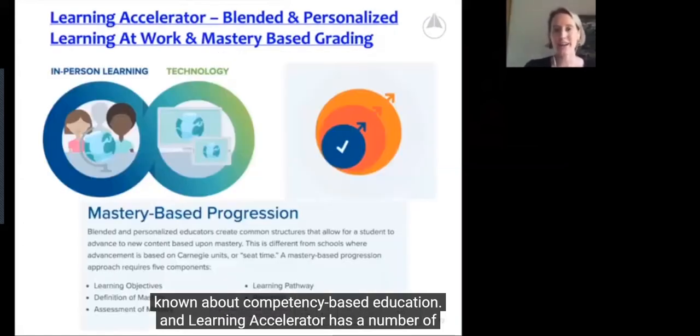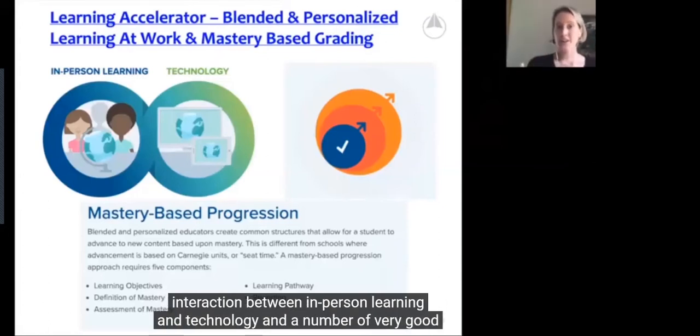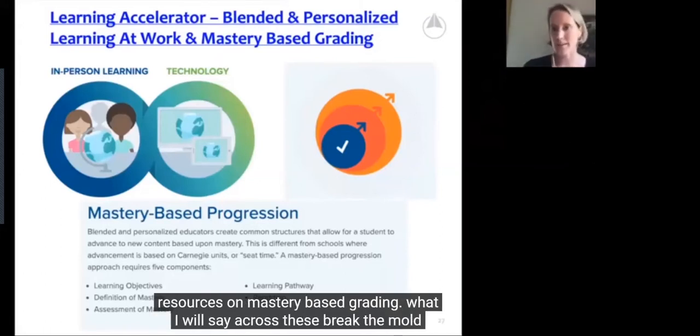And Learning Accelerator has a number of resources on blended and personalized learning at work that look at the interaction between in-person learning and technology, and a number of very good resources on mastery-based grading.